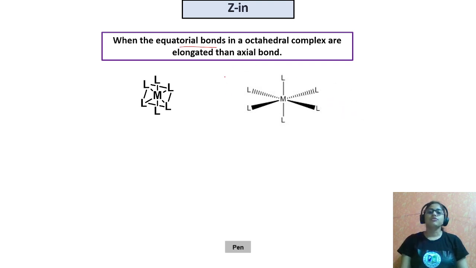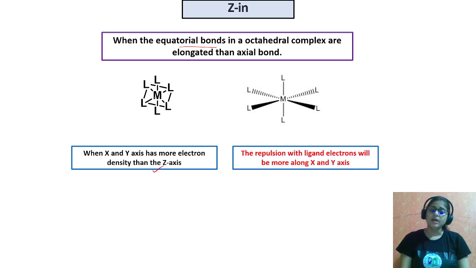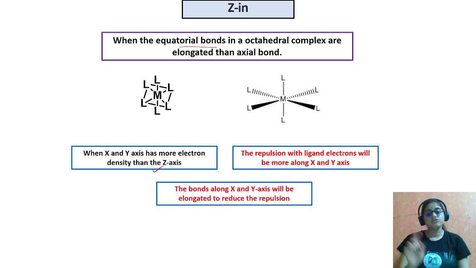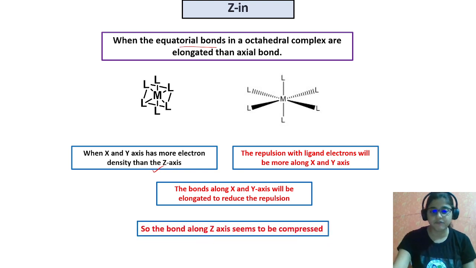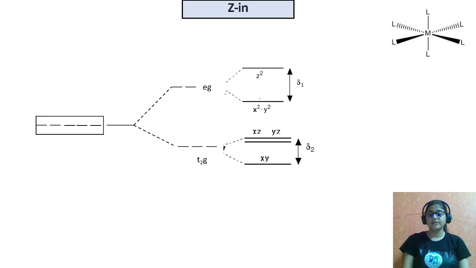So this is when x and y have more electron density than z axis. The opposite thing actually. The repulsion with the ligand electrons will be more along x and y axis. So the bonds along x and y axis will be elongated to reduce the repulsion. Same, just in the place of z, here it is x and y.